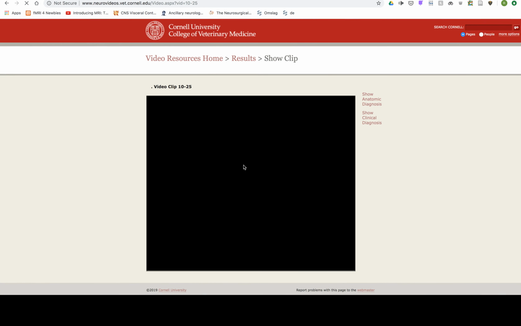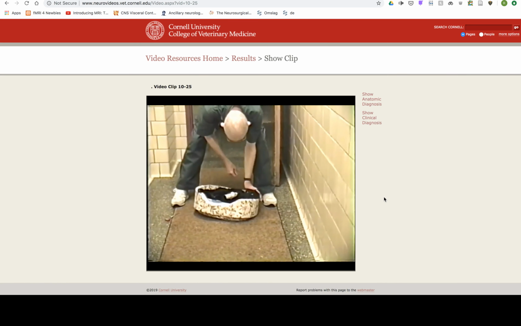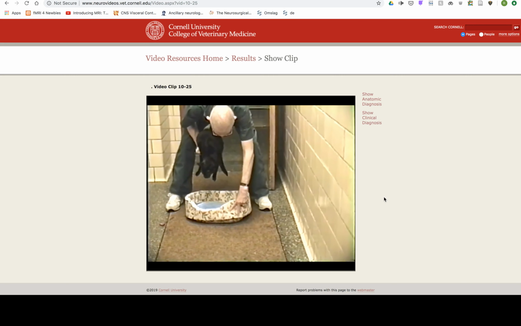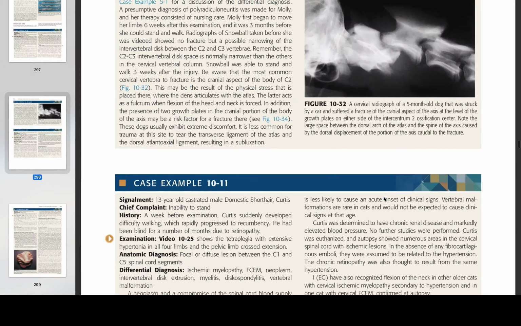Case example 10-11. Signalment: 13-year-old castrated male domestic short hair, Curtis. Chief complaint: inability to stand. History: a week before examination, Curtis suddenly developed difficulty walking, which rapidly progressed to recumbency. He had been blind for a number of months due to retinopathy. Examination: Video 10-25 shows the tetraplegia with extensive hypertonia in all four limbs and the pelvic limb crossed extension.